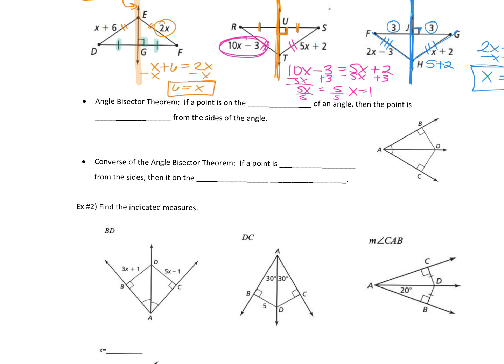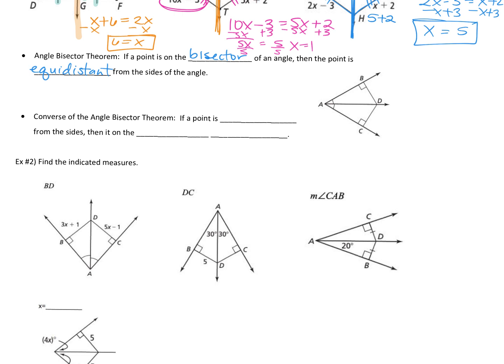The angle bisector theorem says this. If a point is on the bisector of an angle, then the point is, any guesses? Equidistant from the sides of the angle. Okay, so last time it was a perpendicular bisector. Now it's an angle bisector.